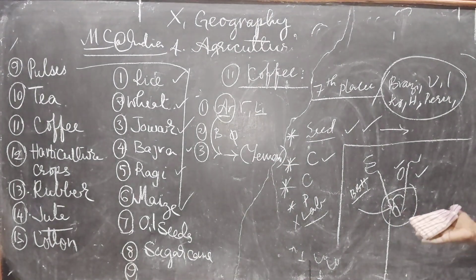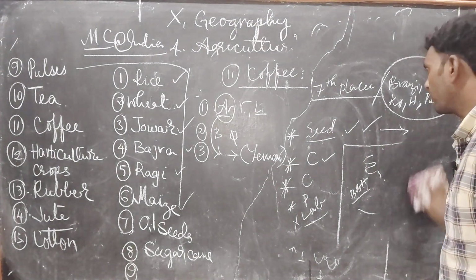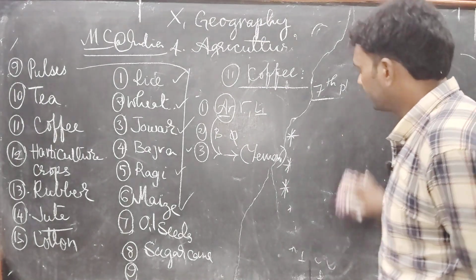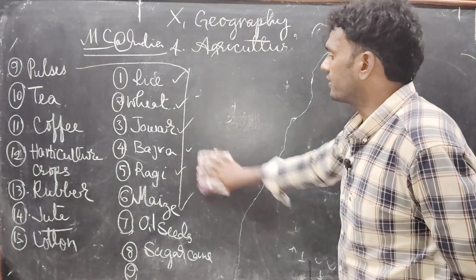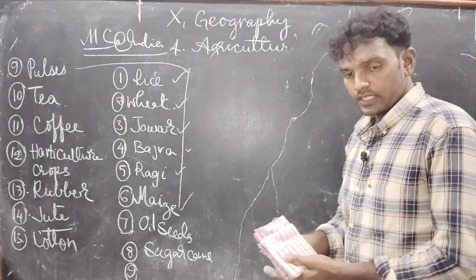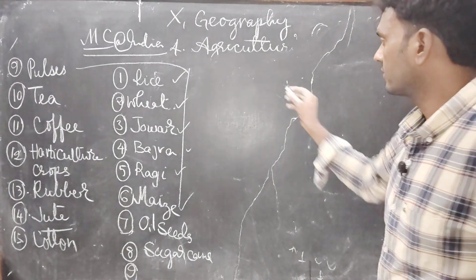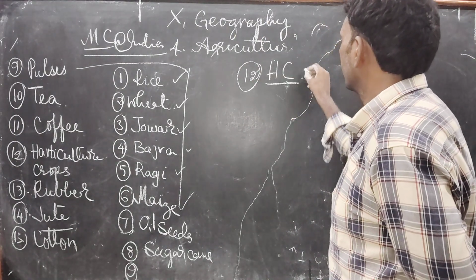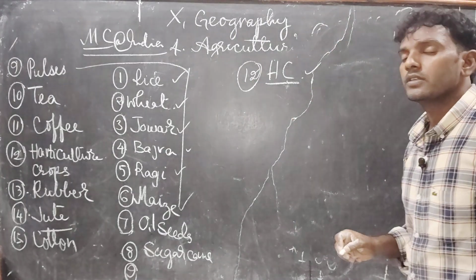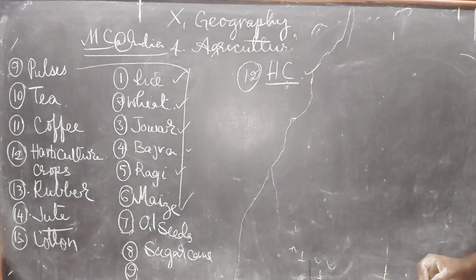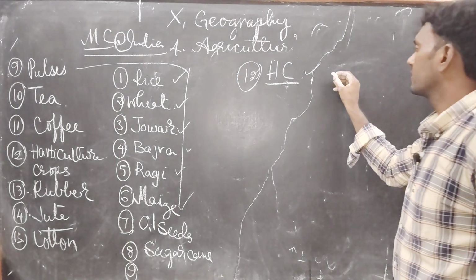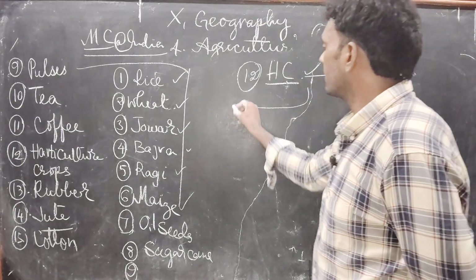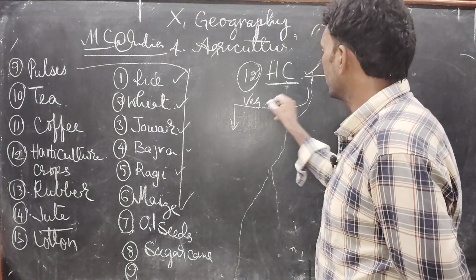And next one, horticulture crops. It is very important. 12th is horticulture crops. What is horticulture? Horticulture means the production of vegetables and fruits on a commercial base or commercial scale. So in this horticulture we have vegetables as well as fruits.